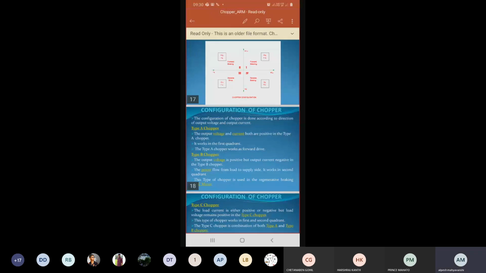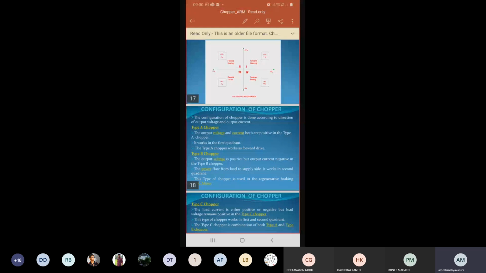This type of chopper is used in a regenerative motor. This chopper is used in the regenerative braking of a DC motor. So type B chopper is the second quadrant chopper. It operates in the second quadrant and is used in regenerative braking.